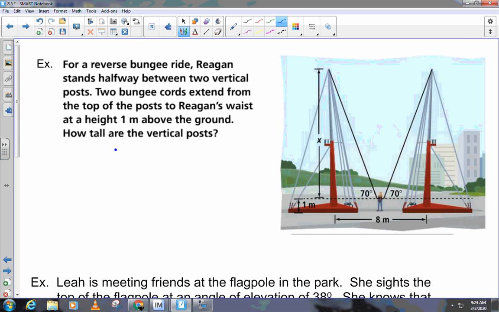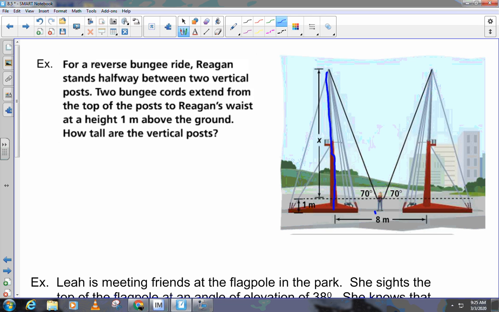Okay. For a reverse bungee ride, Reagan stands halfway between two vertical posts. Two bungee cords extend from the top of the post to Reagan's waist at a height of 1 meter above the ground. How tall are the vertical posts? Okay, so these are identical, right? And I'm trying to figure out how tall they are, okay?